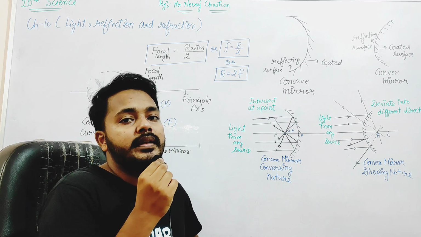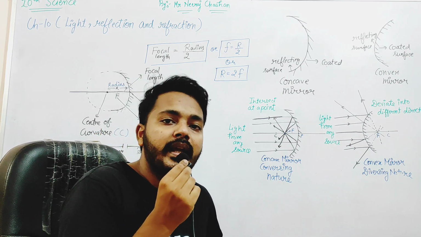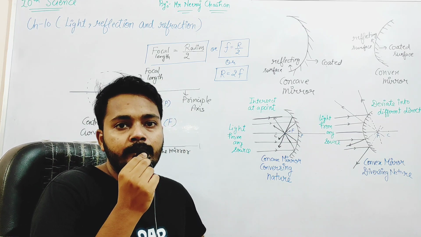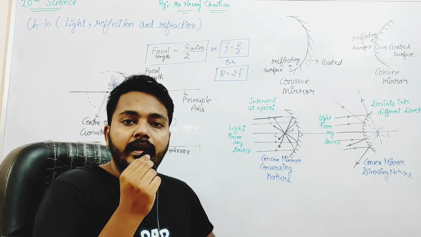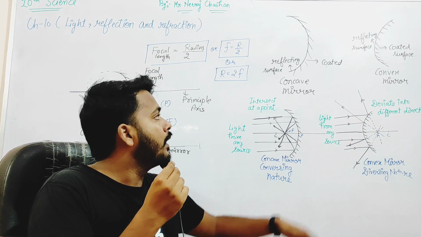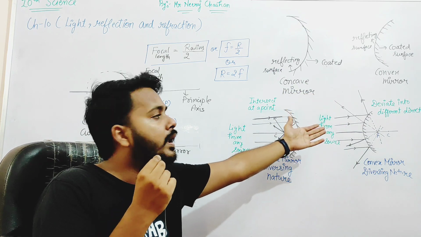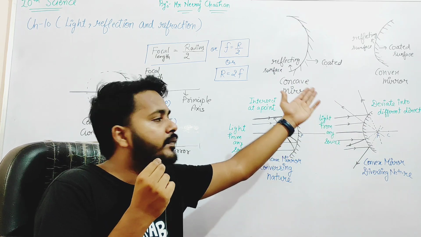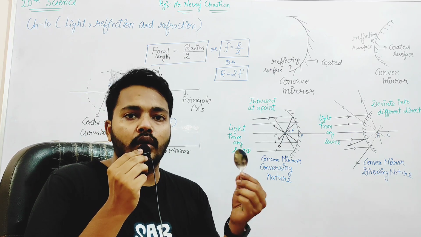You need to remember that the reflecting surface of a mirror can be prepared by coating it with silver metal, and on the other side, we apply a coating of paint. So in simple terms, the concave mirror has a reflecting surface on the inside and the convex mirror has a reflecting surface on the outside. Let's understand the concave and the convex mirror.